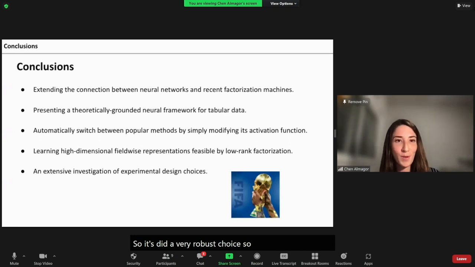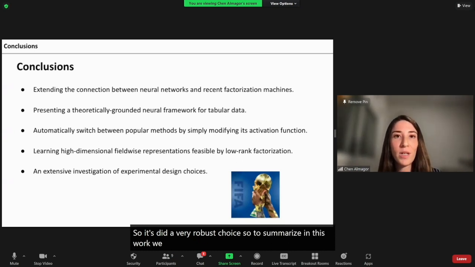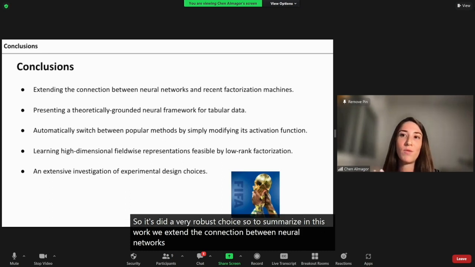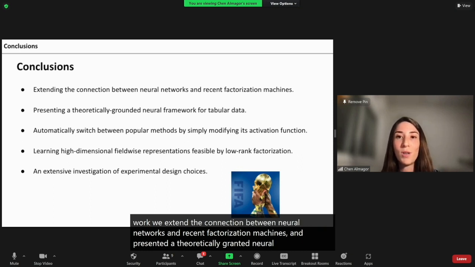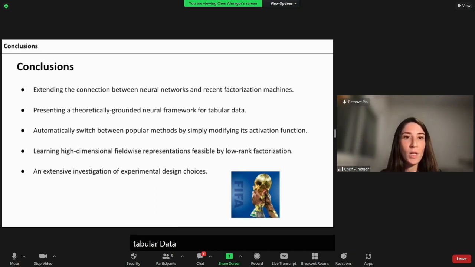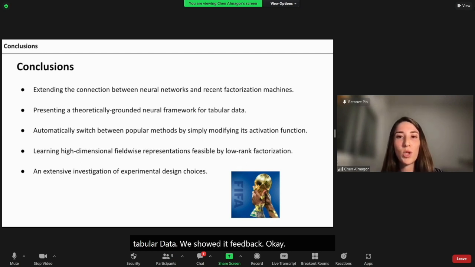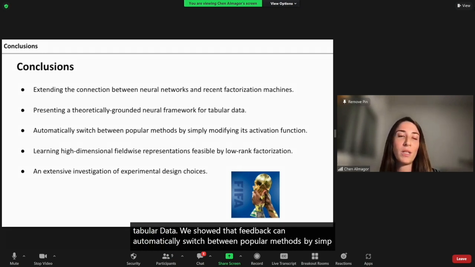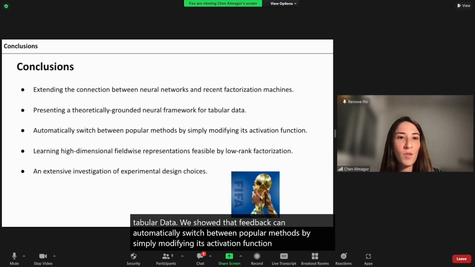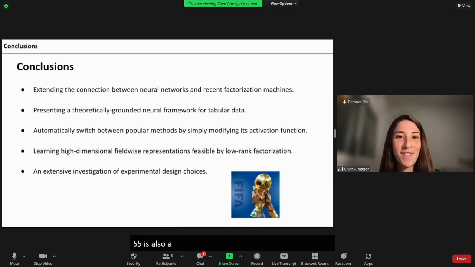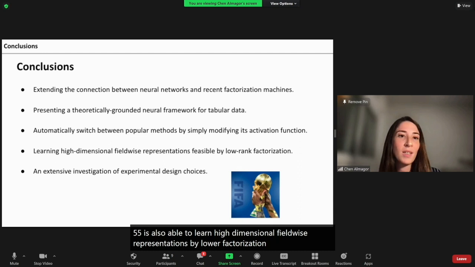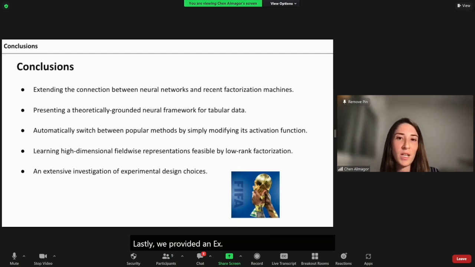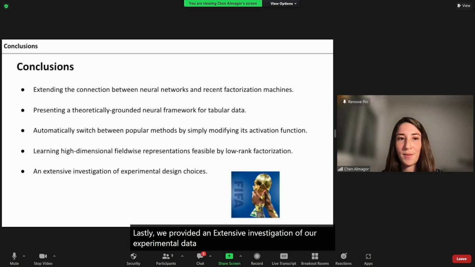So, to summarize, in this work, we extended the connection between neural networks and recent factorization machines and presented a theoretically grounded neural framework for tabular data, FIFA. We showed that FIFA can automatically switch between popular methods by simply modifying its activation function. FIFA is also able to learn high-dimensional field-wise representations by low-rank factorization. Lastly, we provided an extensive investigation of our experimental design choices. And that's it. Thank you very much for your attention.